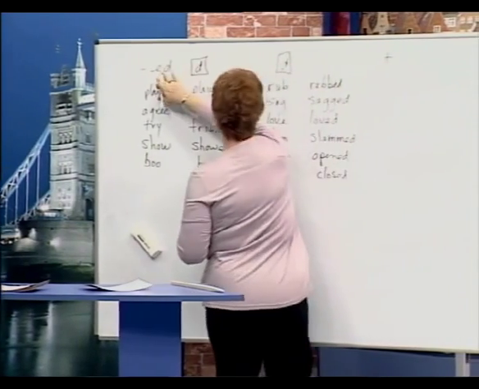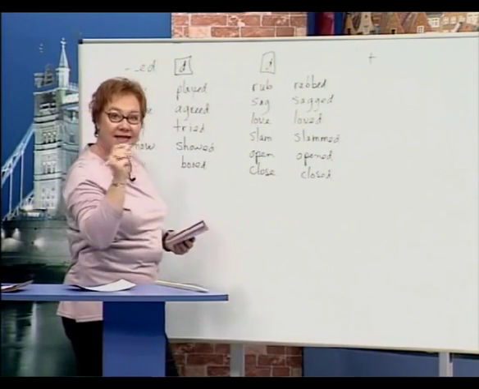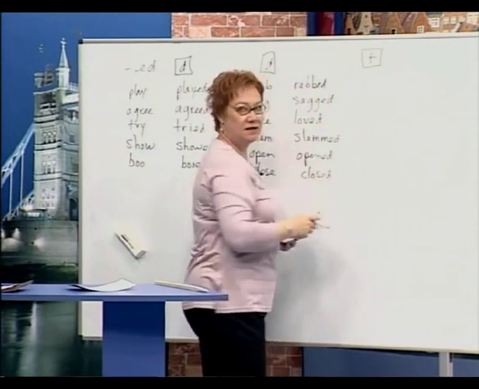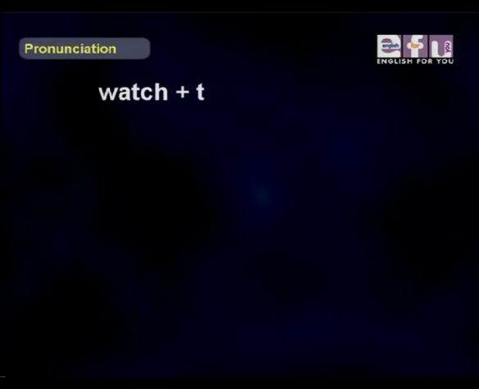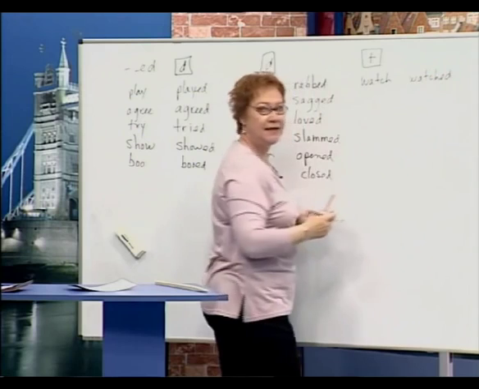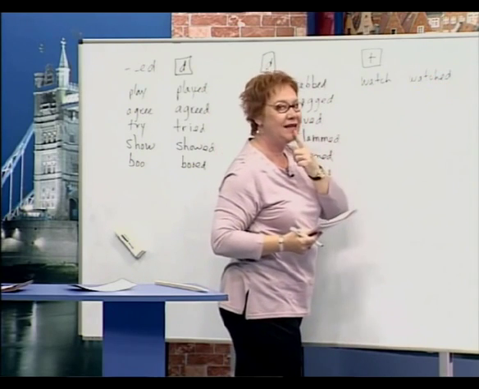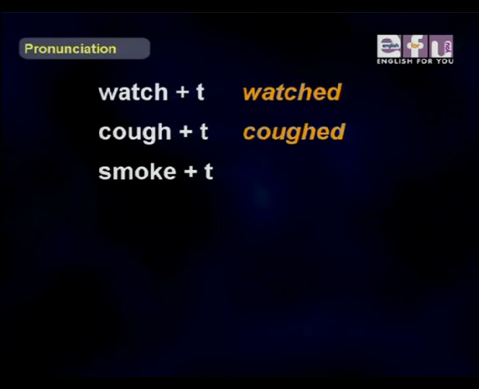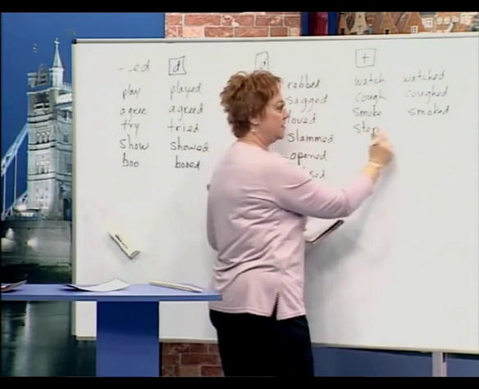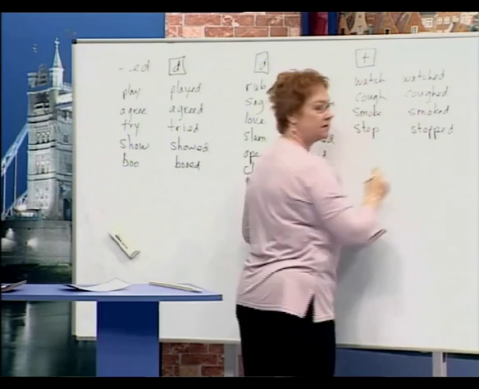Okay? Now, another group is kind of special because it's ED. It's the ED writing, but it's the T sound. Okay? Now, look at these words. Watch, watched. Okay? T. We write it like this, but we say T, watched. Cough, coughed. Smoke, smoked. Stop. Now remember, this one's short with a consonant, so double P, stopped.